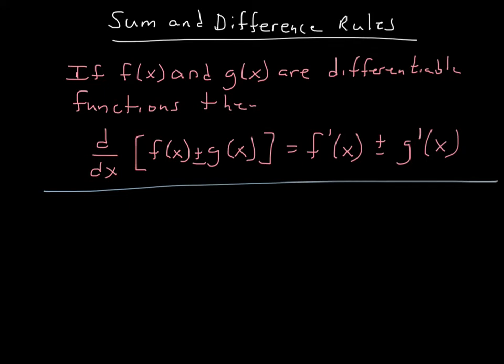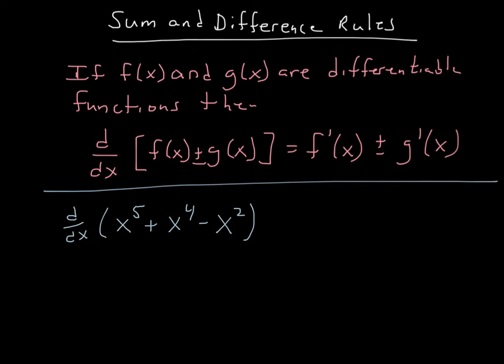Let's say I want to find the derivative with respect to x of x to the 5th plus x to the 4th minus x squared. So in this case, what this rule says is that if I want to find the derivative of this thing involving these three terms here, all I need to do is take the derivative of each term and either add or subtract them.